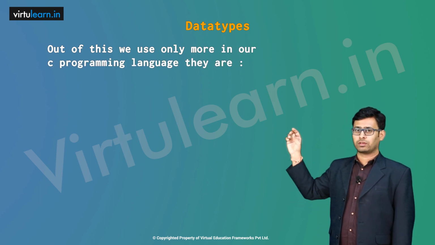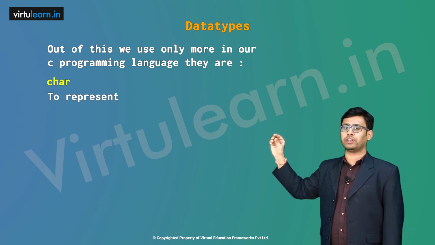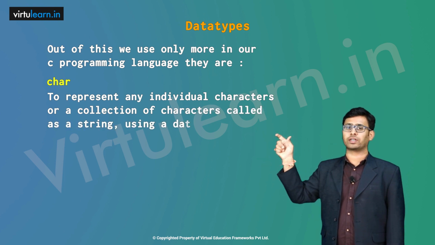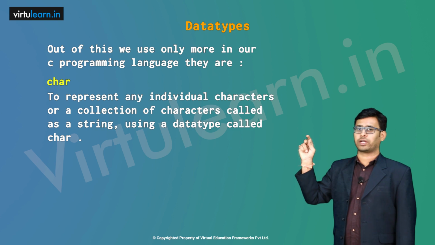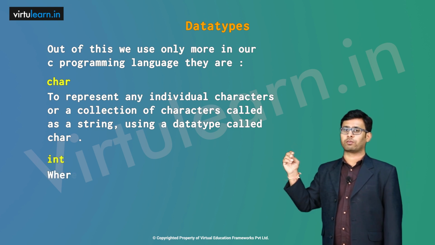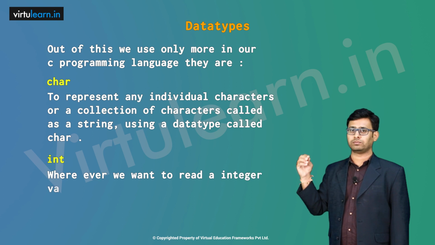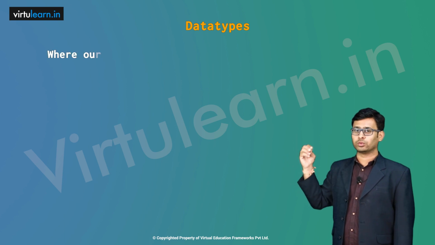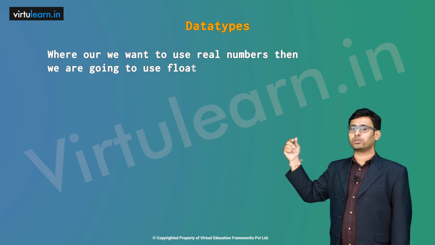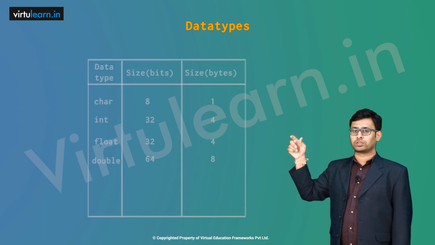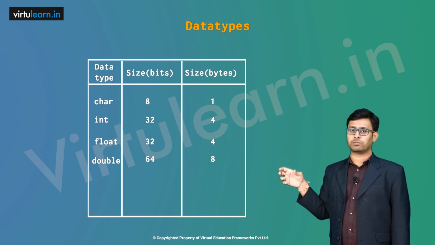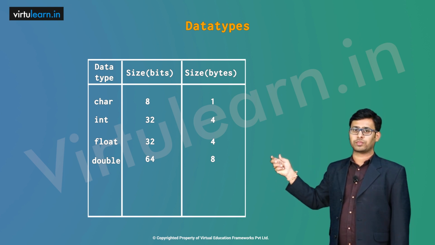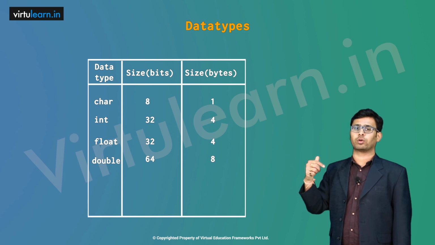They are char, to represent any individual character or a collection of characters called a string, using the data type called char. The second one is int. Wherever we want to read any integer values, we use the int data type. Wherever we want to use real numbers, we use float or double. Here the sizes of the data types are displayed. According to their sizes, we use them as part of our program.